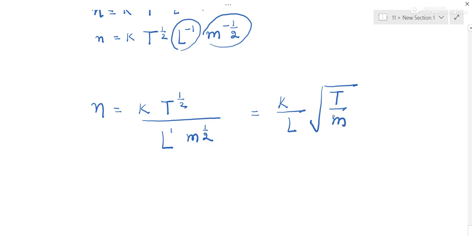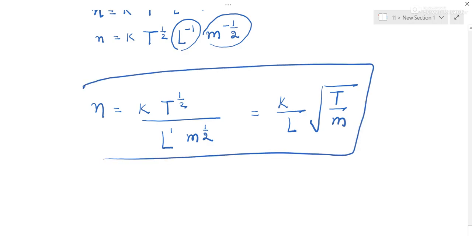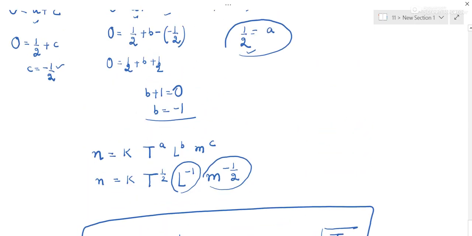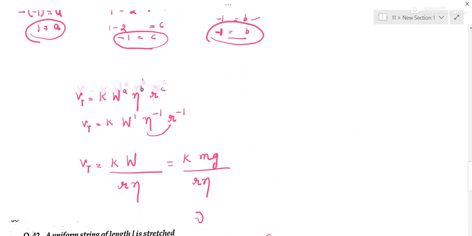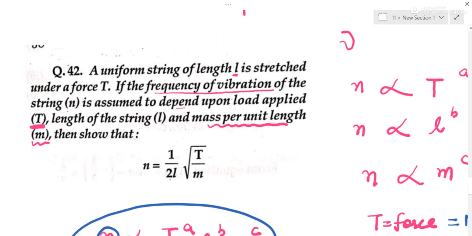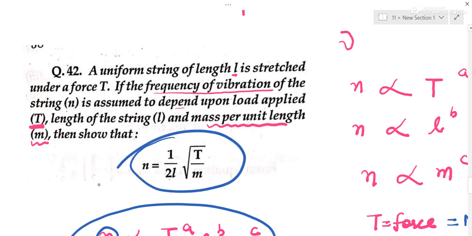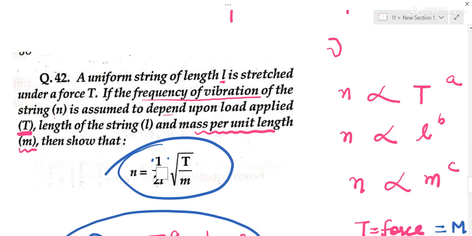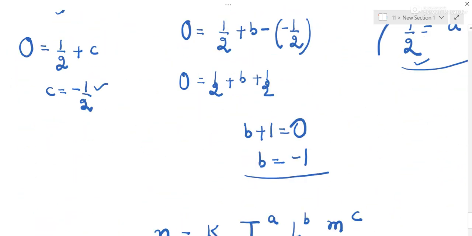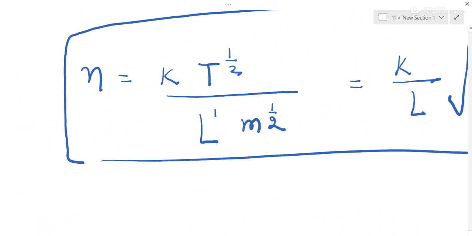This is what was to be derived. This is the formula for frequency for a stretched string. But that is okay, we just use the method of dimensions to obtain this. This is a constant. We don't know the value of the constant, so we will write k. So you can see L is down and this is root T, root M. So here it is.